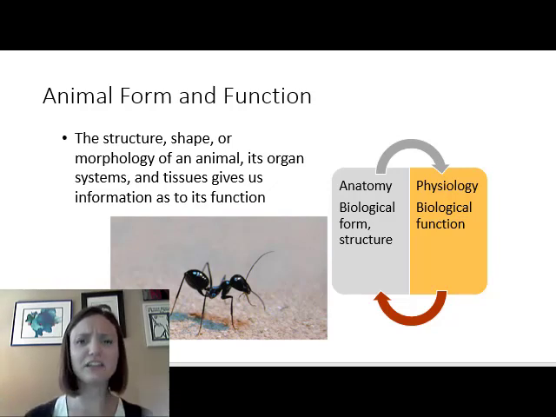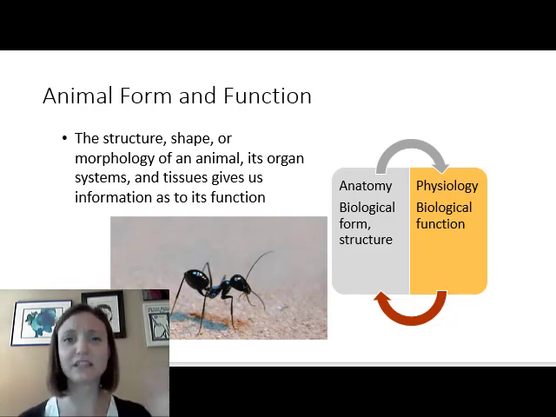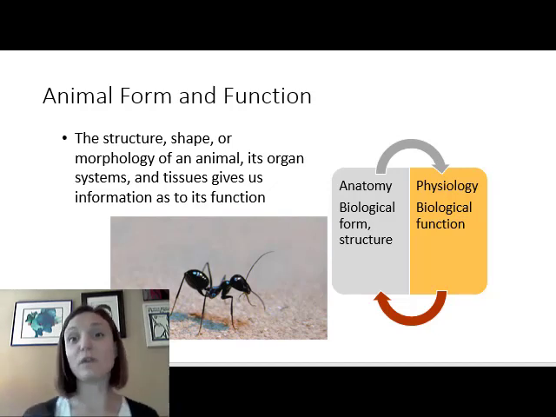So the morphology, the shape of an animal over its organ systems, its tissues, are going to give us some hints and some information on what that purpose, what that function of that structure is. Okay? And as we dive into the rest of this unit, this chapter and beyond, something that we're going to be coming back to is the interconnection of form and function.